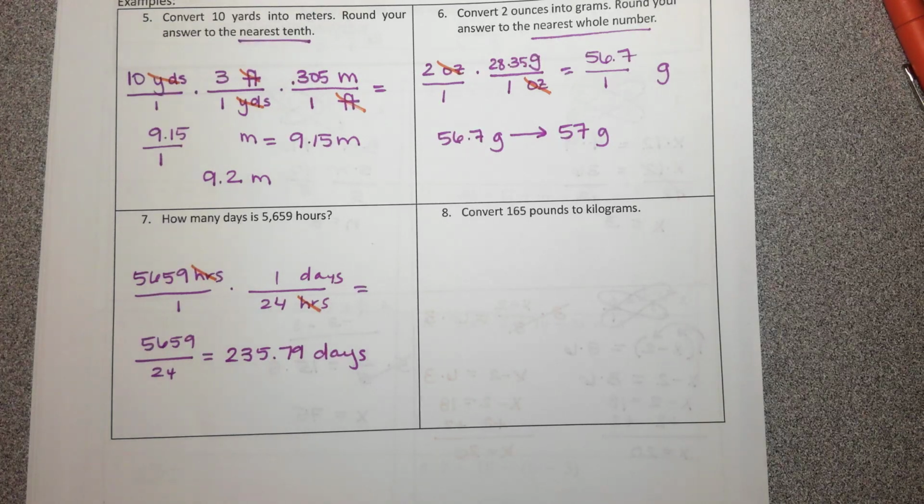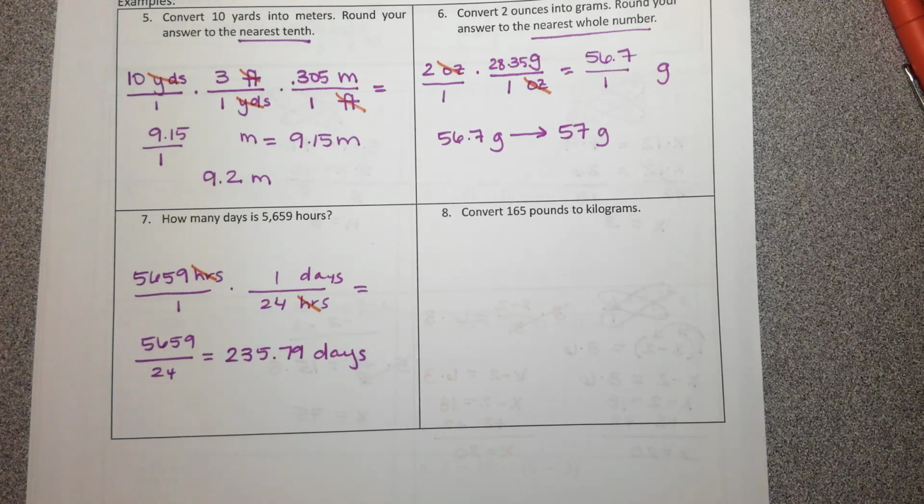We needed hours to cancel, so hours went in the bottom of the next fraction. We end in days. Multiply across on the top, across on the bottom. Simplify. You could have put 0.8, or if you rounded to the nearest whole number, it would have been 236. Are you allowed to use your calculator? Absolutely.